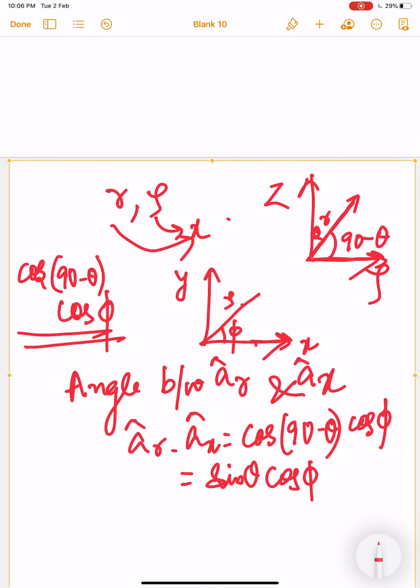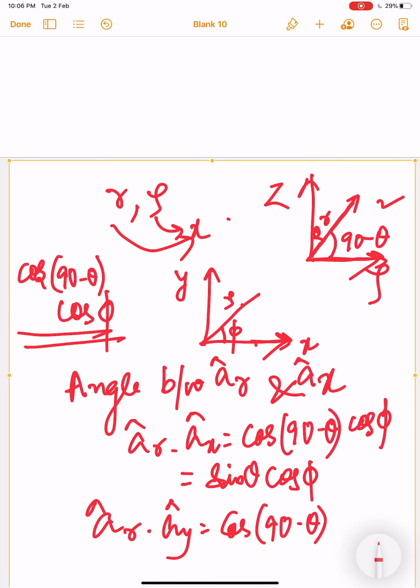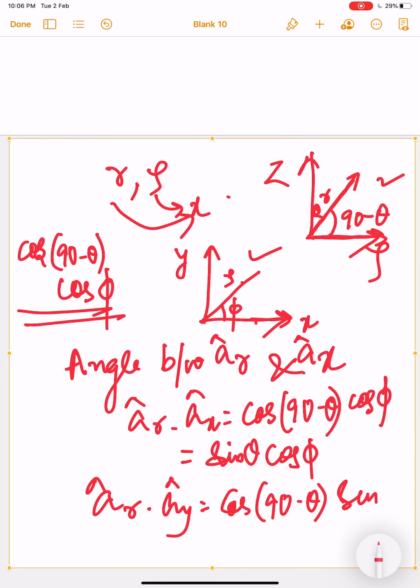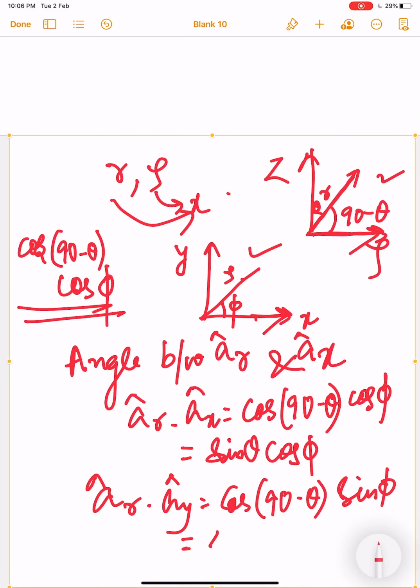And similarly, you can do it for y cap as well. Yes, this angle will be again cos(90 minus theta), and over here it will be sin phi, because rho sin phi is y. Okay, this will be then sin theta sin phi.